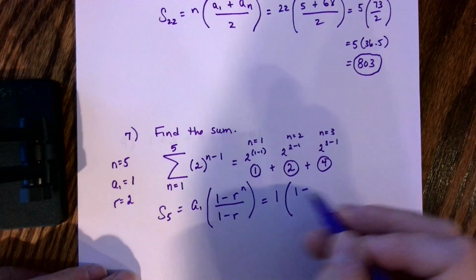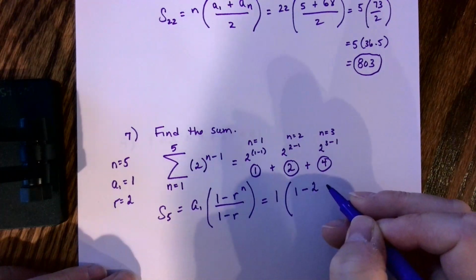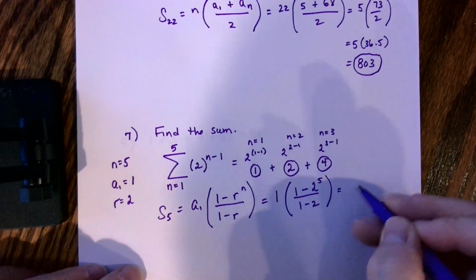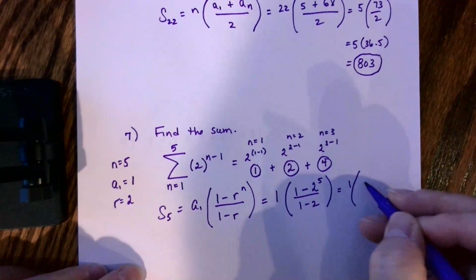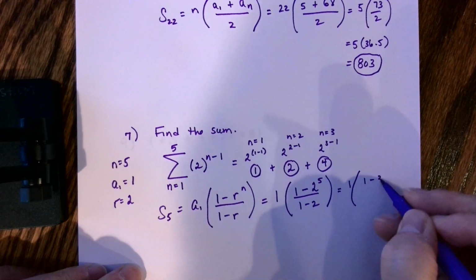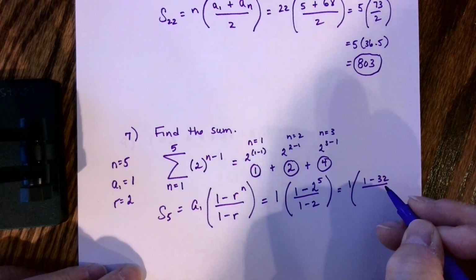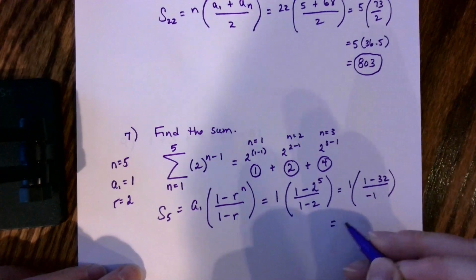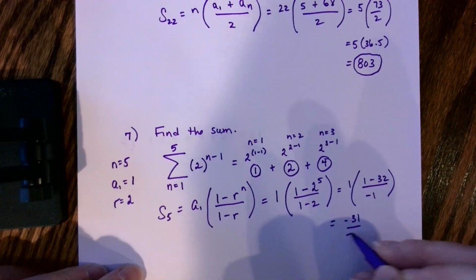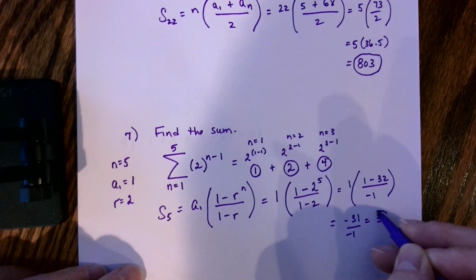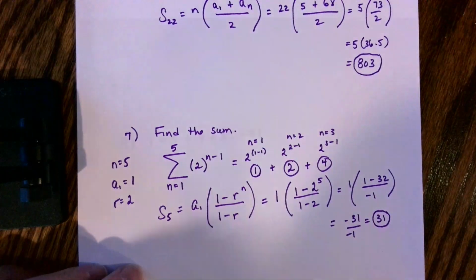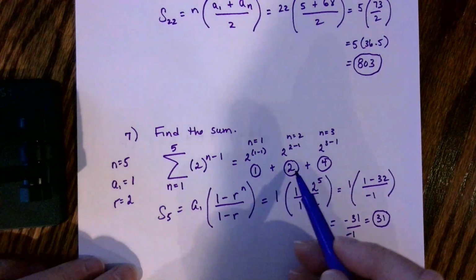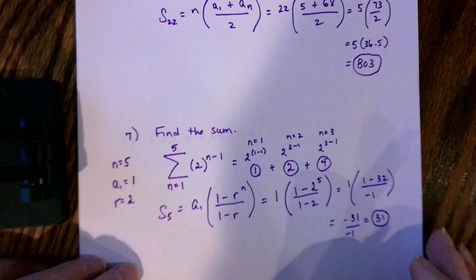I get 1 minus my r value, which is 2, raised to the 5th power, all divided by 1 minus 2, which gives me 1 times 1 minus 32, all over negative 1. Okay, 1 minus 32 is negative 31 all over negative 1. So I end up with a sum value of 31. Once again, how you choose to do the problem is totally up to you. You can write out each term and add everything together, or you can use your formula.